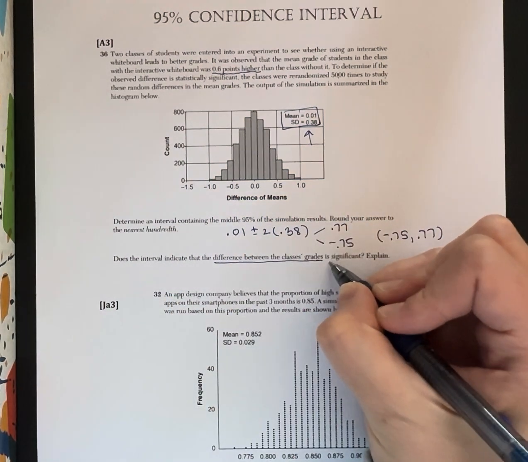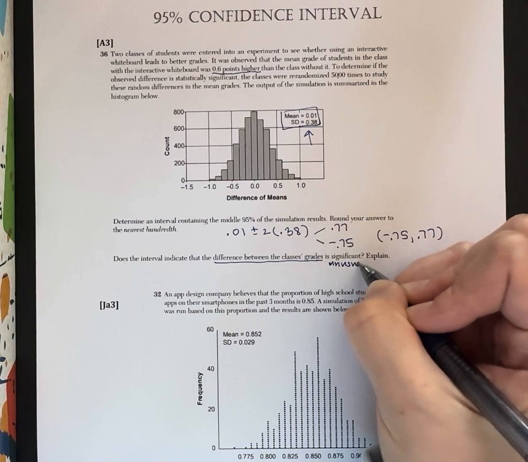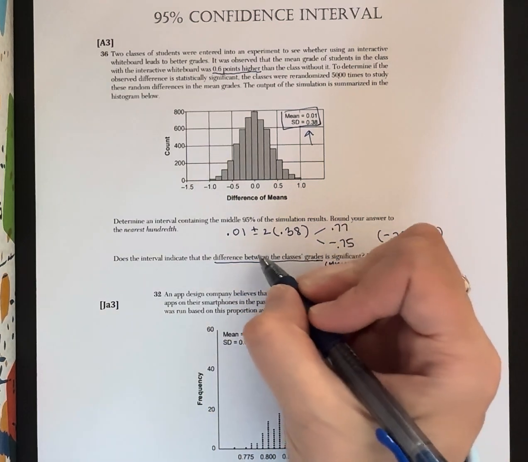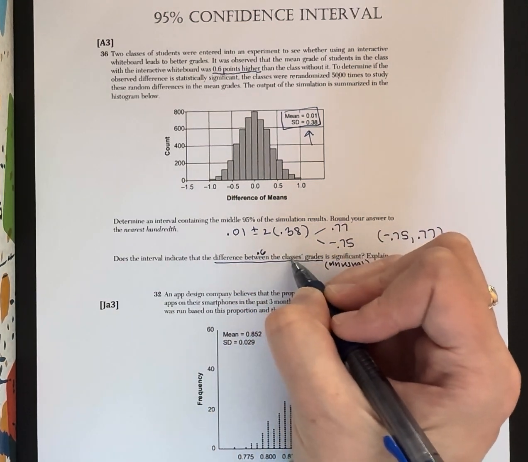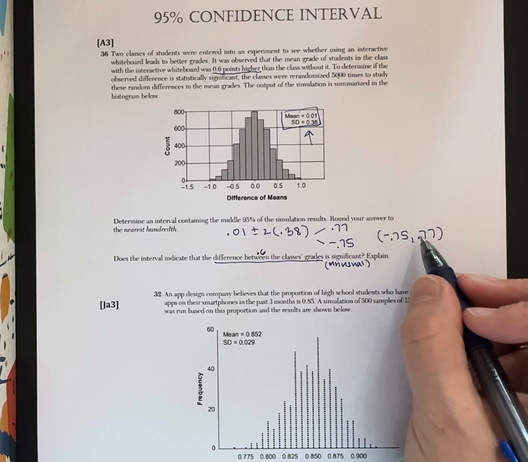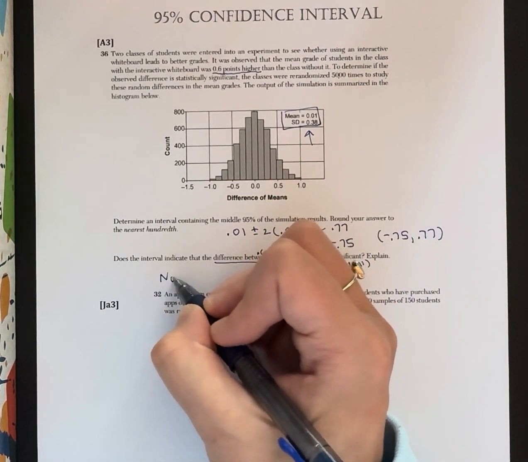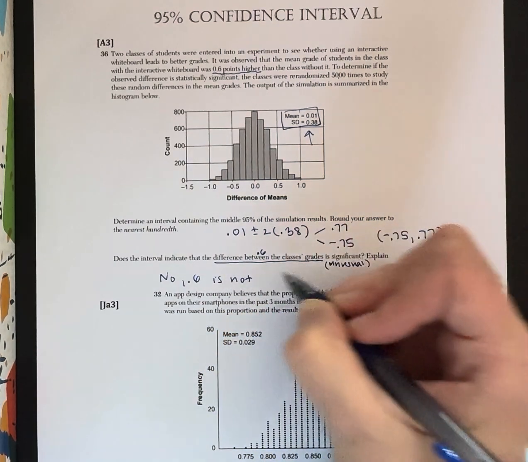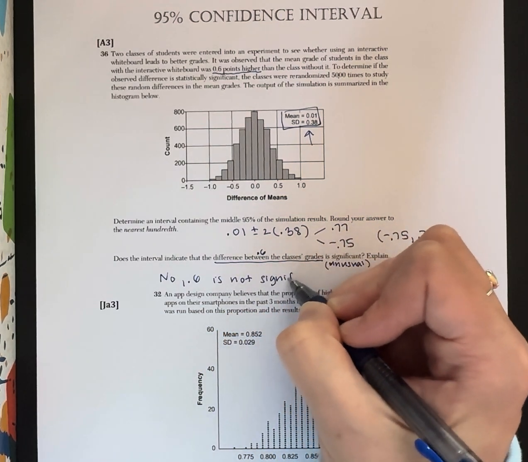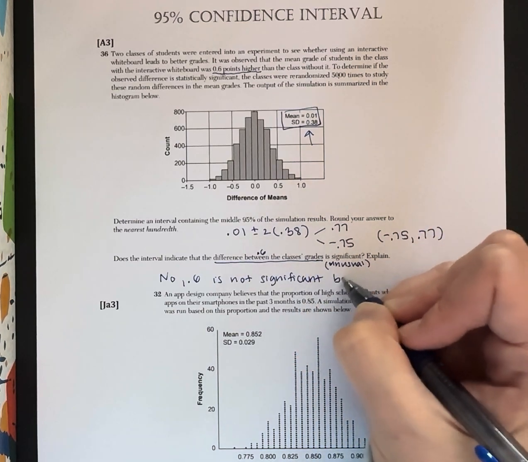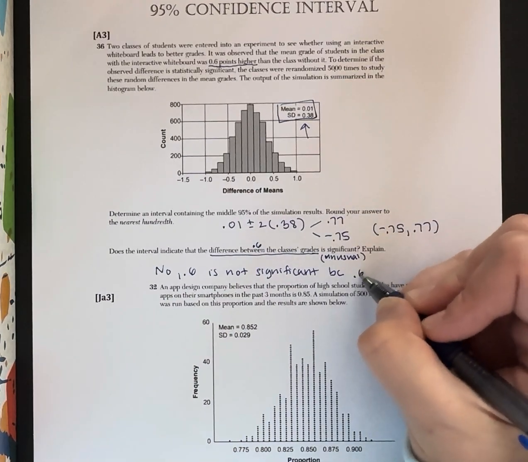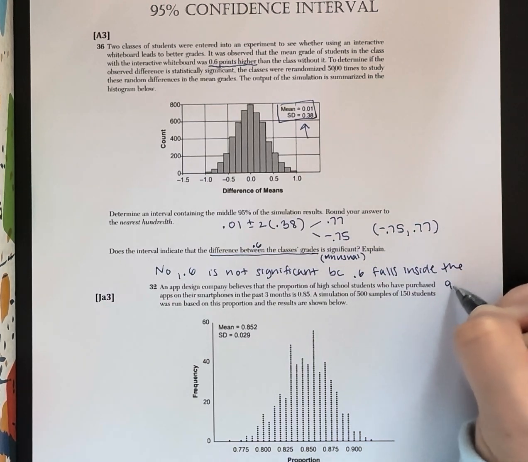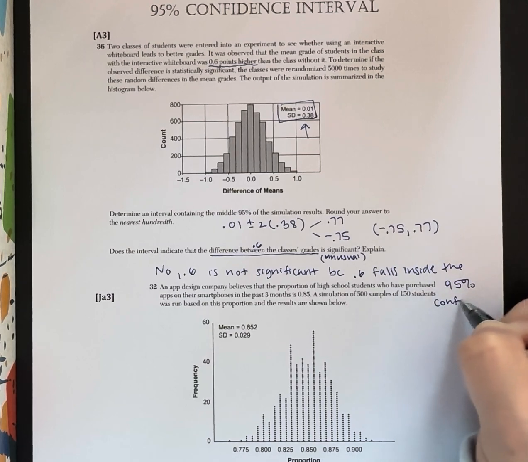Significant means unusual. So they're asking us, is it unusual? Is 0.6, which was this, is that unusual? No, 0.6 is in the interval. So 0.6 is not significant. It's not unusual because 0.6 falls inside the 95% confidence interval.